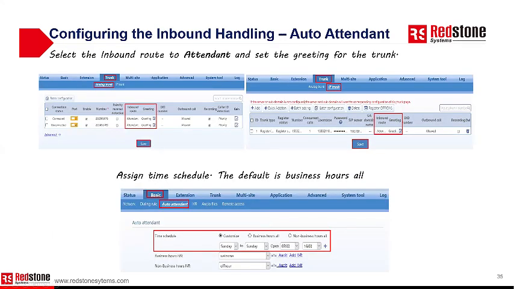So now, how are we going to configure the inbound handling? We have 3 ways. First is to set to auto attendant. Go to trunk, analog trunk. Then here you can set the inbound route. You can set that to attendant and set the greeting for the trunk. We have a built-in greeting also. You can also upload that one. Later on, I will show you how to upload and where to upload. Then of course, on the IP trunk side, go to trunk, IP trunk, then set inbound route as attendant, then select the greeting file you wish.